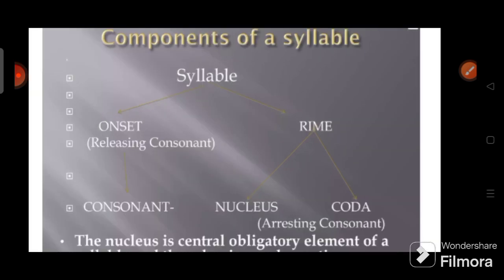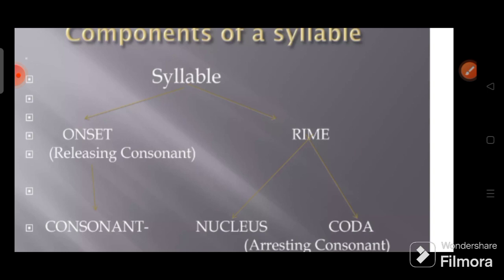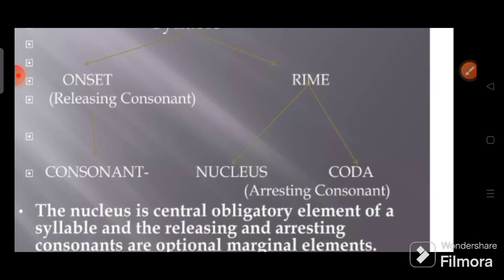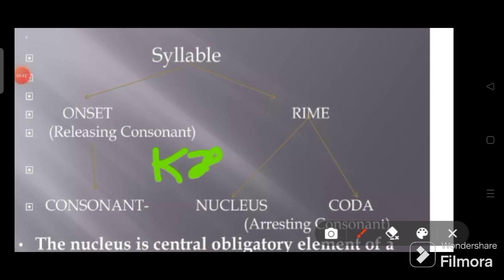Next thing, components of a syllable. What is there in a syllable? A syllable has two things, onset and rhyme. When there is a word, for example, cat, this is a syllable. Cat has three sounds. The vowel sound is called the nucleus. This is the most important. Without a nucleus you can't have a syllable.